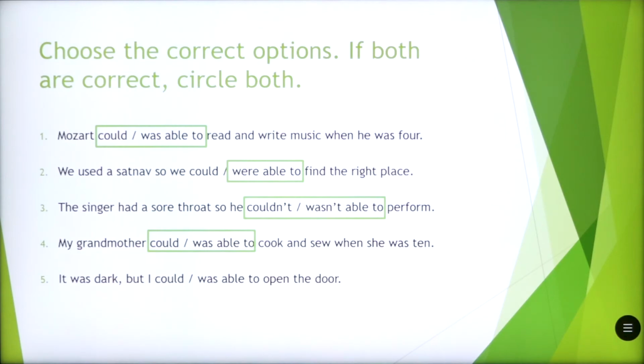Please try to pick one of the correct phrases in this case. They can be both correct, but think about it. So both of them are correct. It was dark, but I could open the door. It was dark, but I was able to open the door.